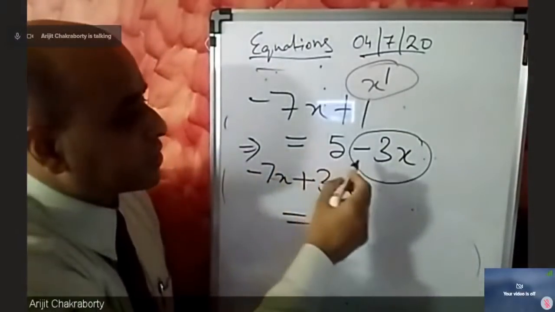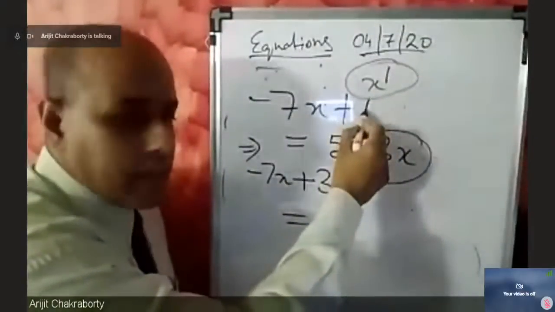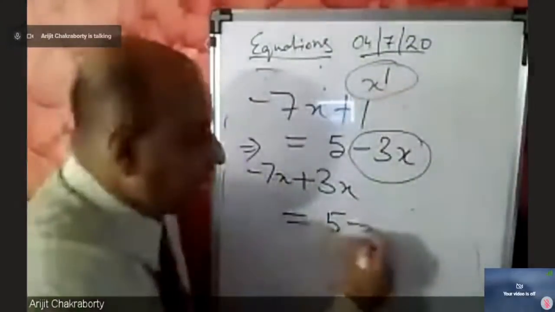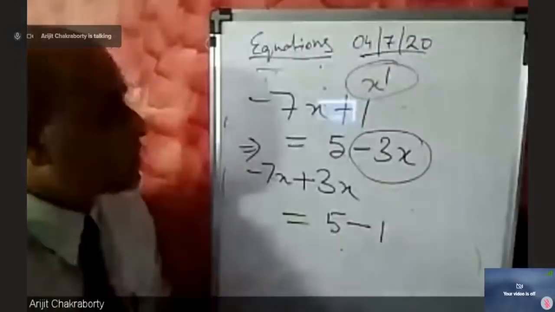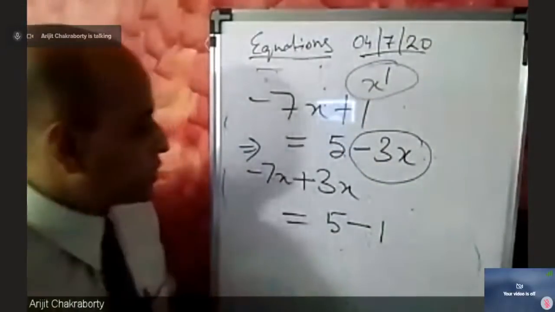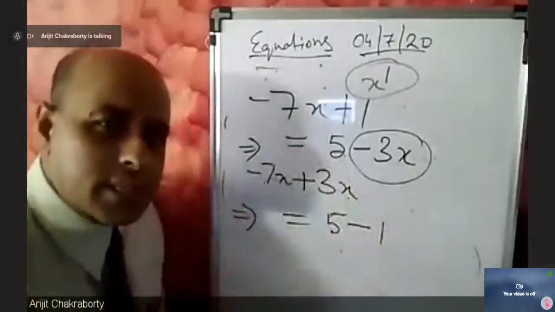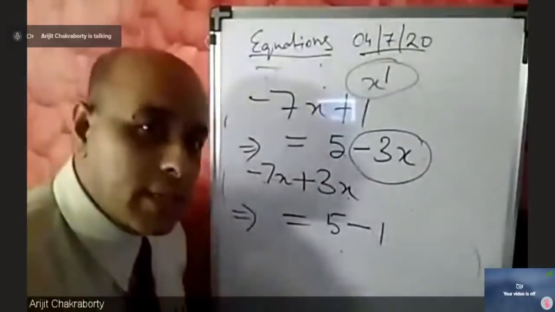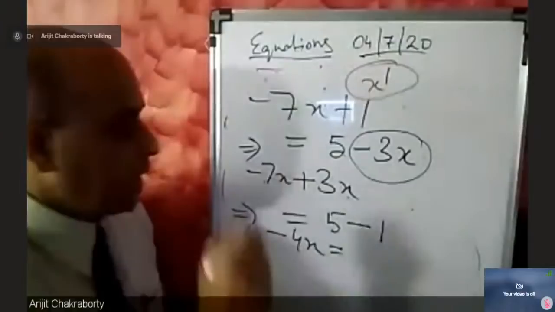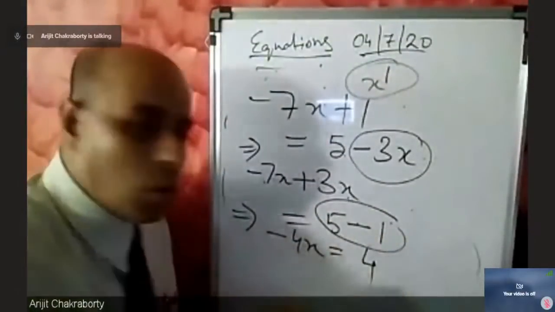On the right hand side, we had 5. So I'm writing 5. And we had 1 on the left hand side. This will now go to the right hand side. So we will get 5 minus 1. We had a plus sign, this becomes minus sign, right? So let us see, this gives us minus 7x plus 3x. How much is that? Minus 7x plus 3x is minus 4x. And on the right hand side, we have 5 minus 1, which is 4.